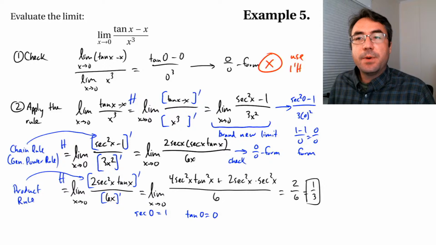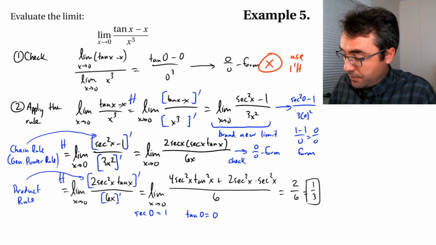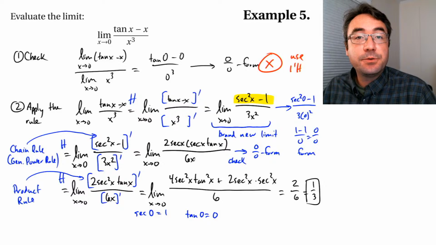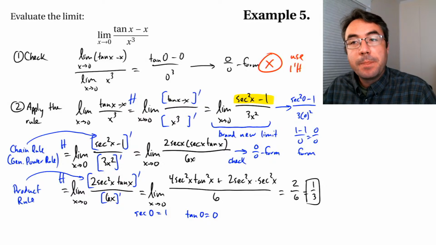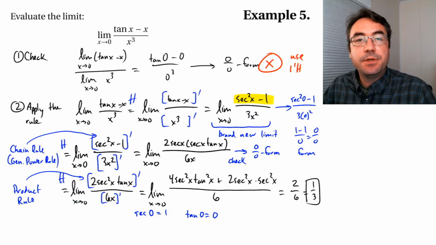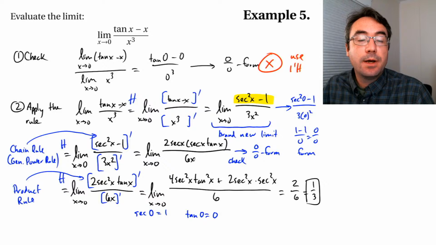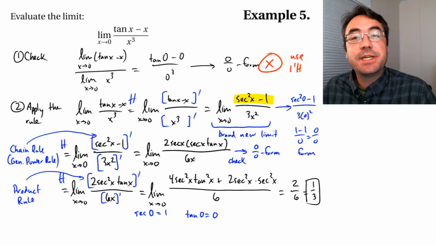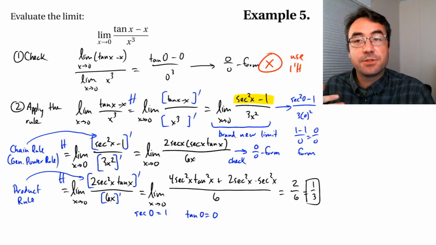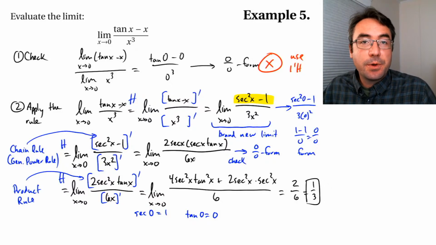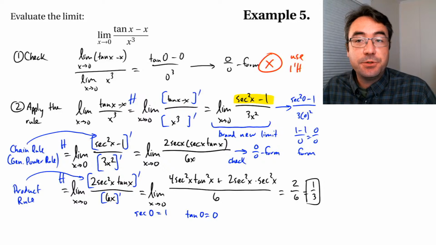So like I said, there are other ways to do this one. We could have actually worked with this secant squared x minus 1 term. We could have simplified that down using a trig identity. But just to go through, practice using L'Hopital's Rule and applying some of our more advanced differentiation techniques, chain rule, product rule, and all of that. So all of those derivative rules that we've learned, you might have to use them when you're calculating these limits using L'Hopital's Rule.